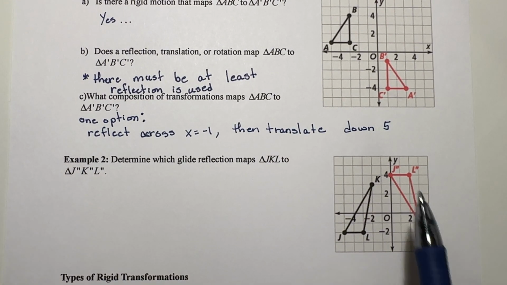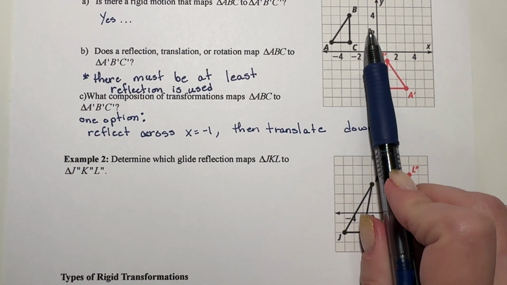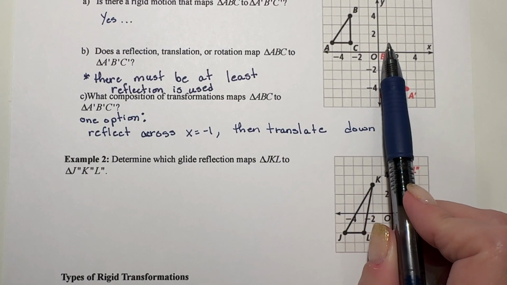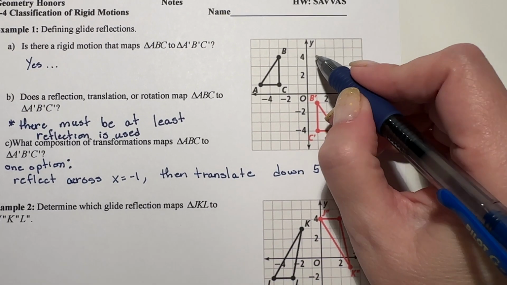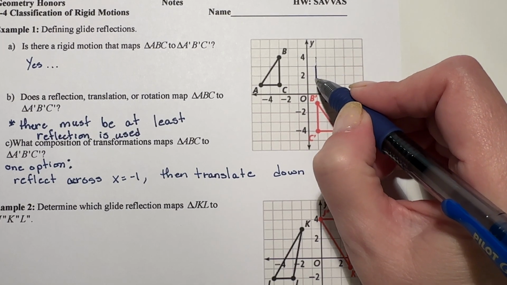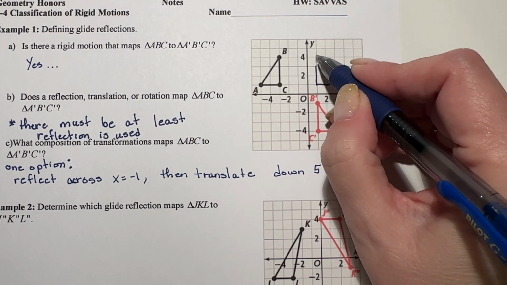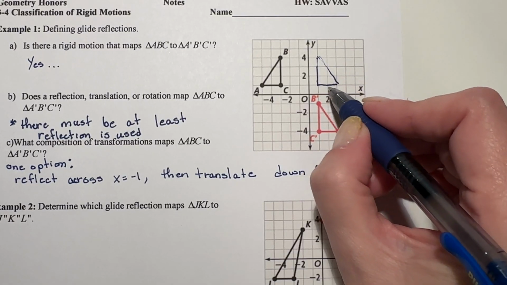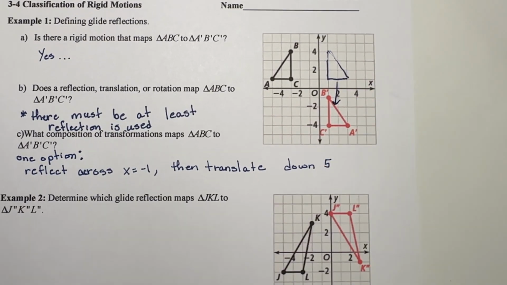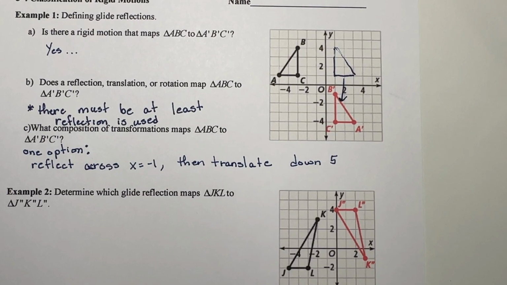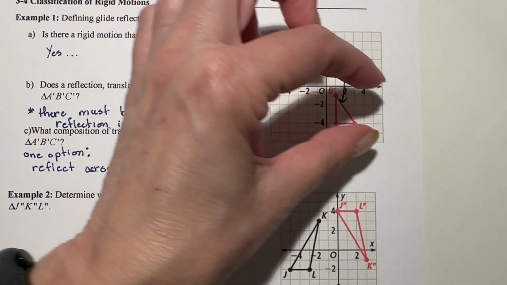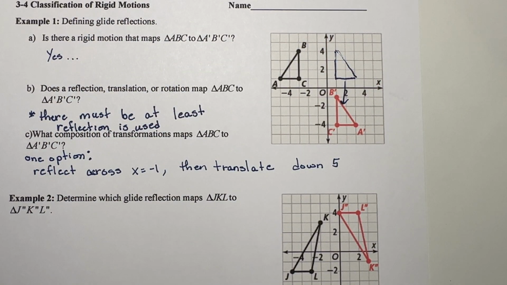So let's think about that for a moment. Here's the line x equals -1. It's right there. If we reflect across it, we would end up with this triangle. And then I could just slide that triangle down 5 spaces so it would fit directly on top of that. Here's another one. You could slide the triangle down, then reflect across x equals -1.